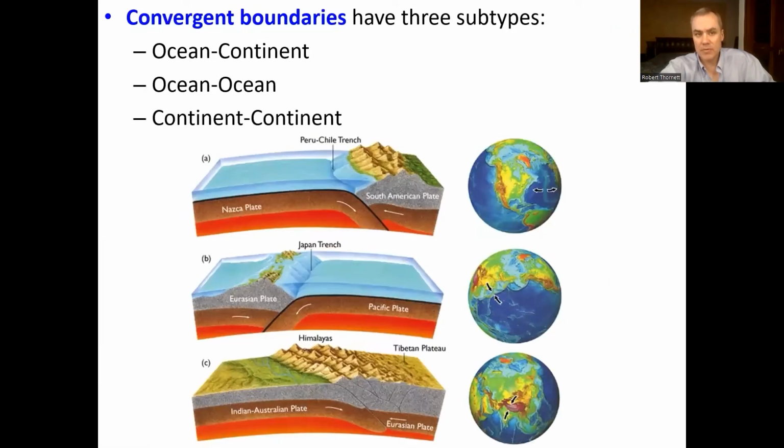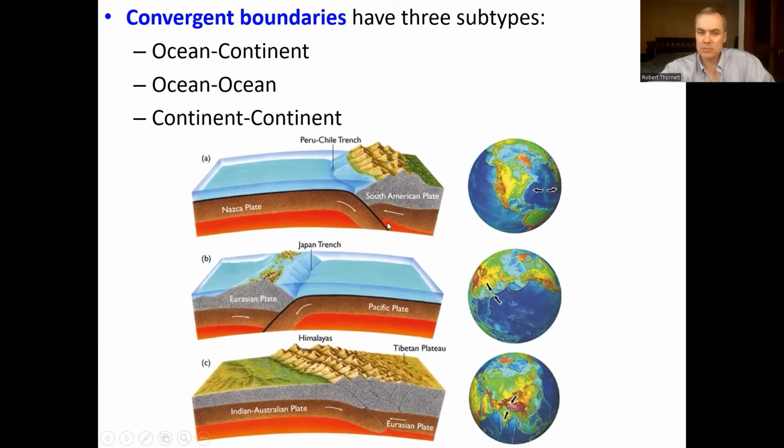And to give an example of an ocean-continent boundary, we have the Pacific Ocean. And we have specifically the Nazca Plate, which is off the coast of South America. And that plate subducts underneath the continent, which is South America. And then it bubbles up and gives us the Andes Mountains here.